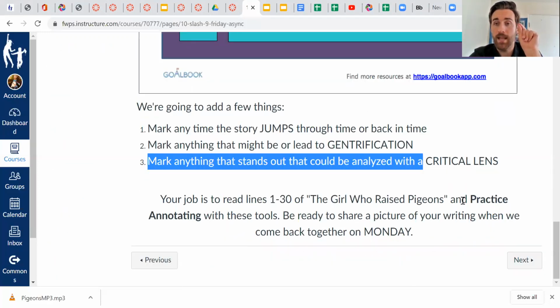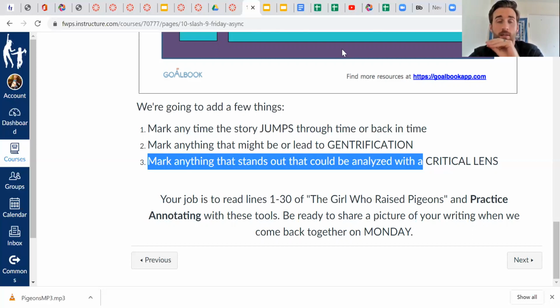And we're going to practice annotating with these tools. So be ready to share a picture of your writing when we come back together on Monday, or your notes. You're going to have to prove in some way that you've been annotating. So if you're good to go, you can hop off the video right now.